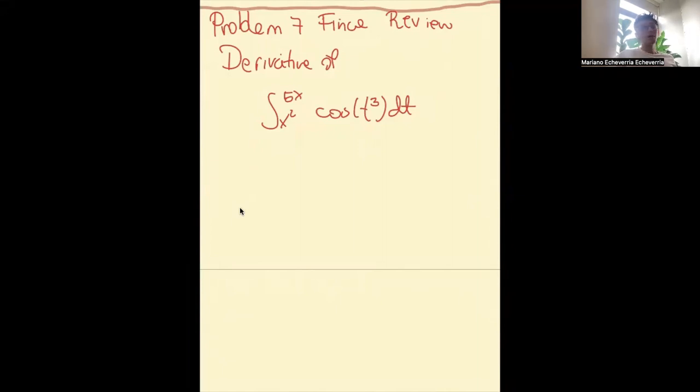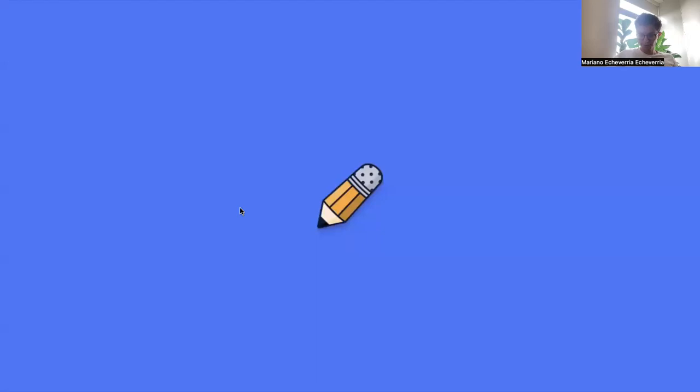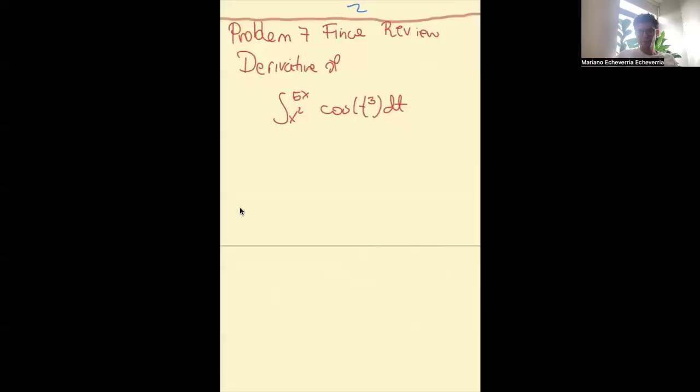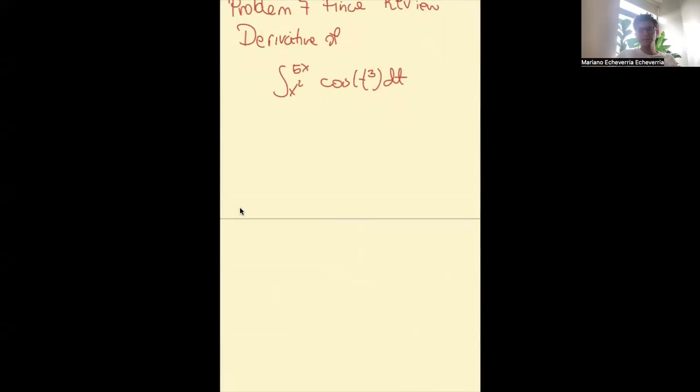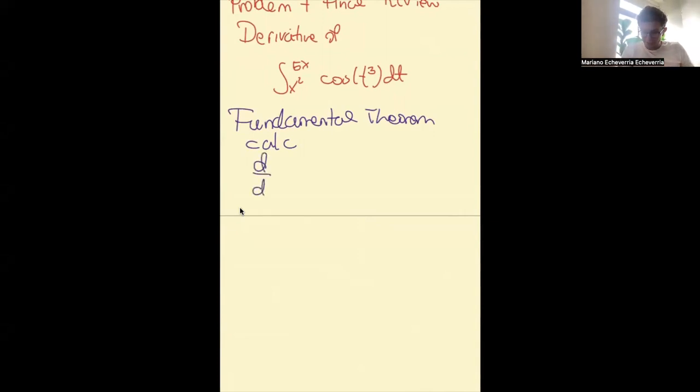So the problem with this problem is that both of the bounds depend on x. Oops, sorry about that. So both of the bounds depend on x in this problem, right? Maybe I should start with what the fundamental theorem of calculus says. The fundamental theorem of calculus says that the derivative and the integral vanish, right? Like when they meet, when they see one another, they disintegrate.